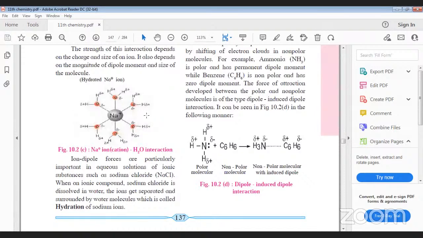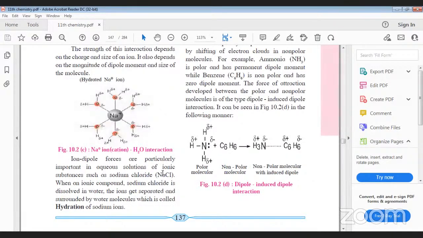So see students, basically ion dipole interaction you will be able to see in aqueous solution. Aqueous means what? When we dissolve in water. So as you can see, the sodium ion is in interaction with the water molecule. Means what? When I put sodium chloride in the water, means your table salt, which you eat at home, that's sodium chloride table salt. If I put it in water, what do you observe? It got dissolved, it disappears. But what kind of chemical interaction takes place between the sodium ion and water molecule, or chloride ion and the water molecule? So this interaction takes place.